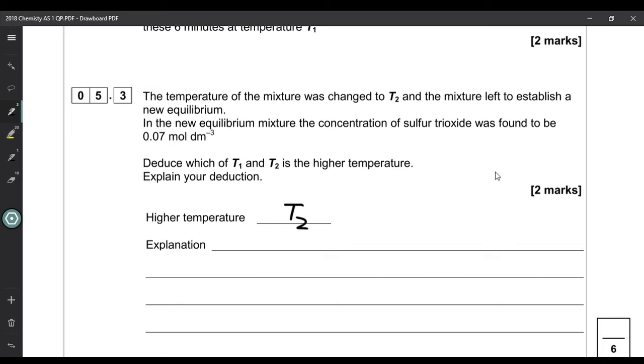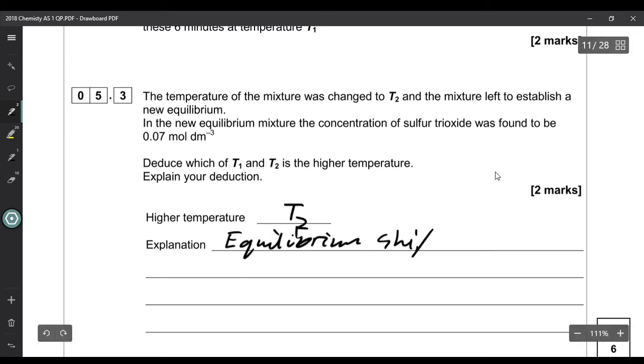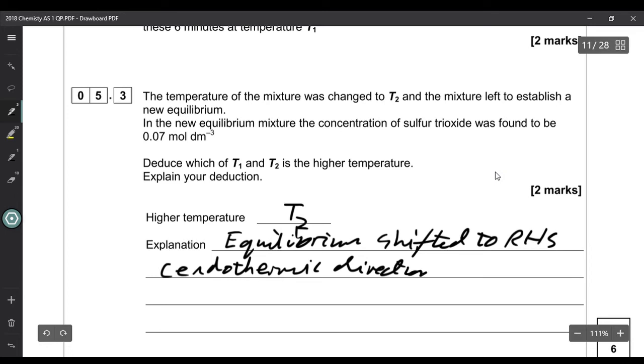So the explanation is equilibrium has shifted to the right hand side, or the endothermic direction, to decrease the change in temperature.